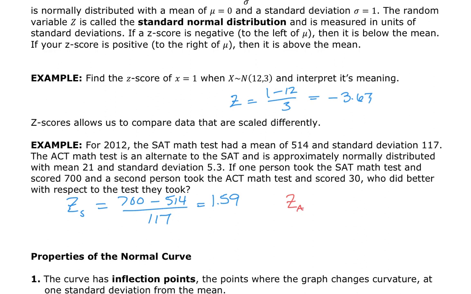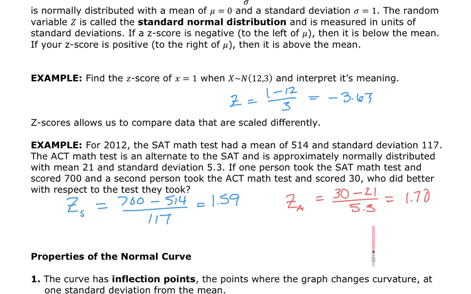Now let's find the z-score for the ACT. So I'll do z sub A. So I'm going to do 30 because that was my lowercase x that I'm interested in. And then minus the mean, which was 21. And then I'm going to divide by the 5.3, which was the standard deviation. So again, the capital random variable that we are looking at is the score of a test. The lowercase variable x for the ACT is 30. The lowercase x for the SAT is 700. When I did this calculation, I ended up with 1.70.